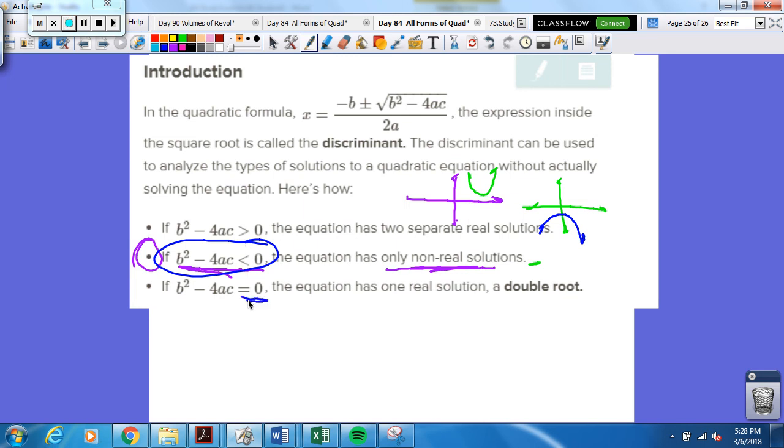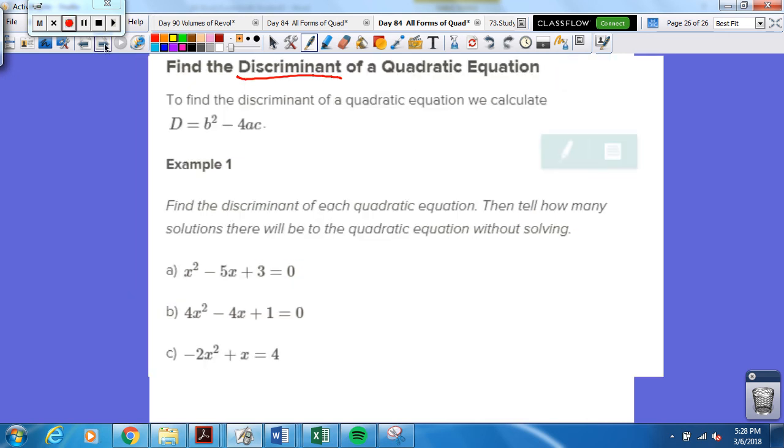What happens if it equals 0? The equation has one real solution or double roots. Okay, so that would mean, if I was to draw a picture, one real solution is like this, because it touches the x-axis once. Or it could look like this, touching the x-axis once. Anything like that. So that is if the discriminant equals 0. Okay, so to find the discriminant of a quadratic equation, we calculate b squared minus 4ac.